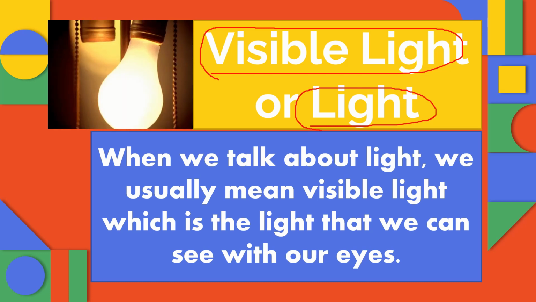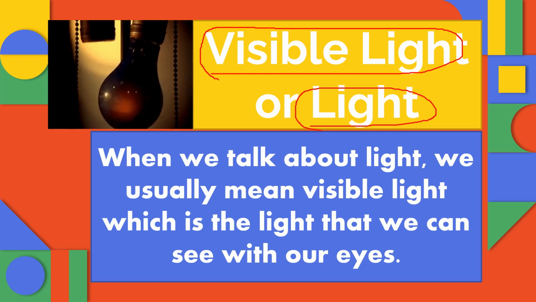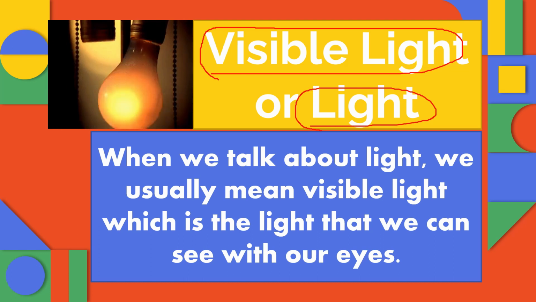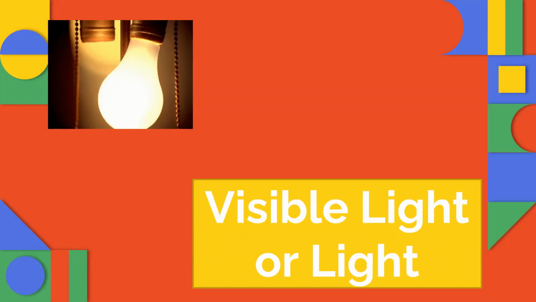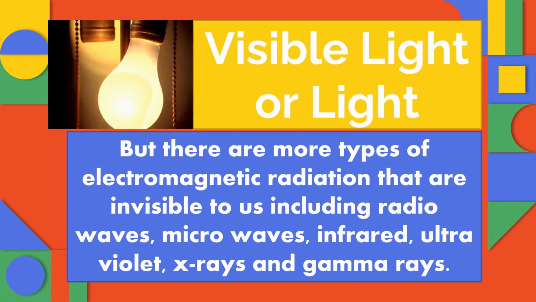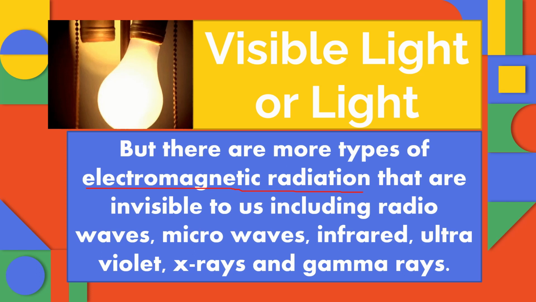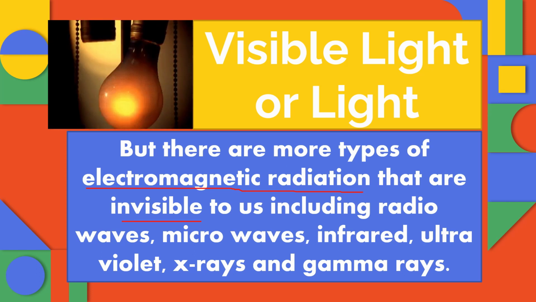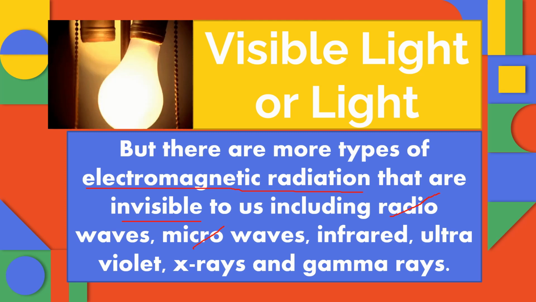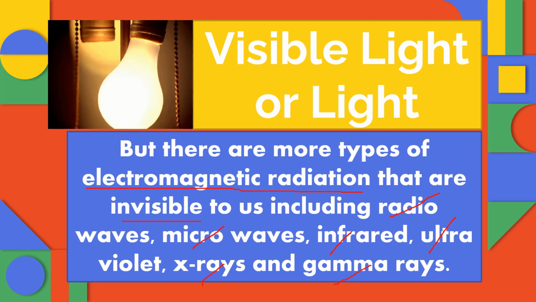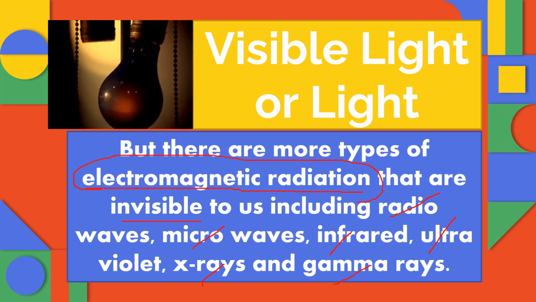Okay, ibig sabihin, meron pang ibang kinds ng radiation na meron sa paligid na hindi nakikita ng ating mata. But there are more types of electromagnetic radiation that are invisible to us, including the radio waves, the microwaves, the infrared, the ultraviolet rays, the X-rays, and also the gamma rays. So, ibig sabihin, ang electromagnetic radiation ay binubuo ng iba't ibang types.